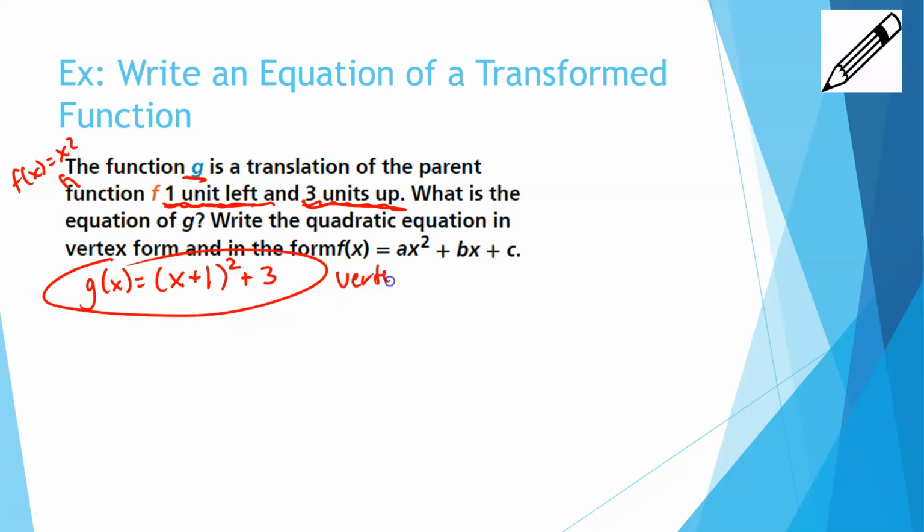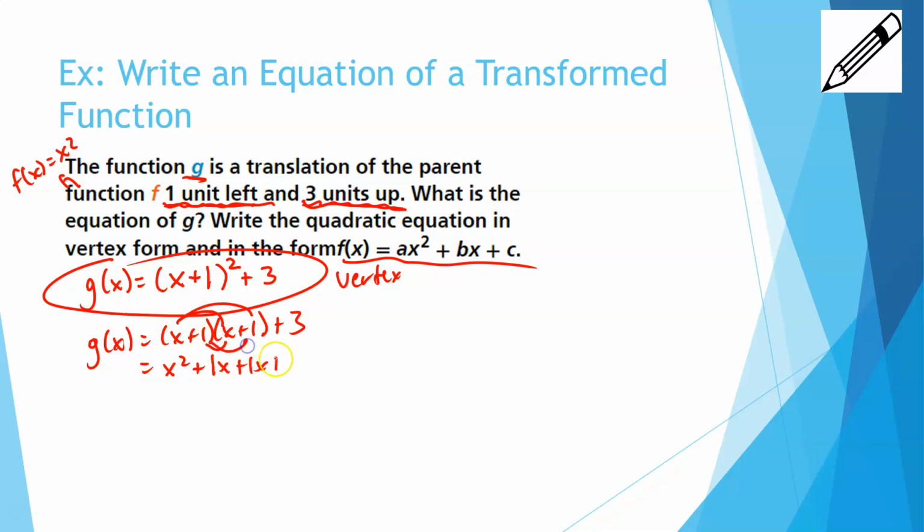Now it does also want me to practice converting. Okay, since there's no a value, it actually saves me a step. I would do the x plus 1 times x plus 1. This time I'm going to show it with foiling. So I would have x times x is x squared. 1x times x is plus 1x, plus 1x, plus 1.